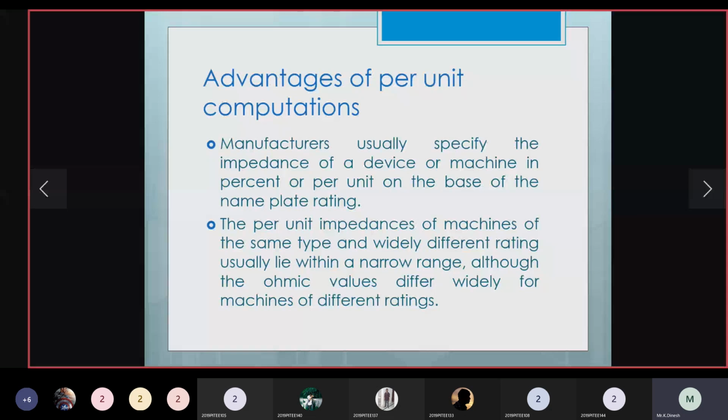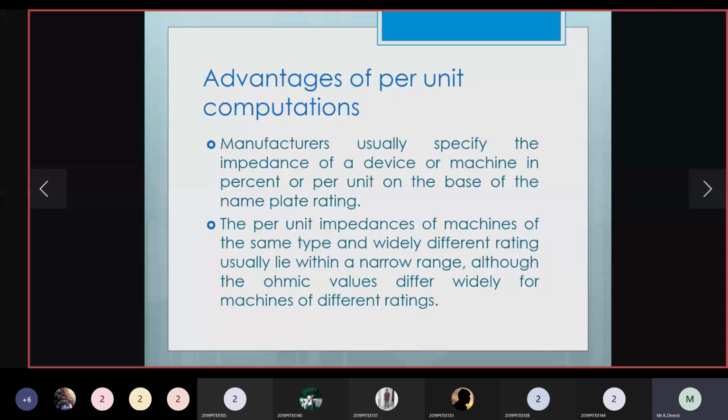In per unit computations, they are calculating as a percentage. This percentage is estimated as per unit, on the base of the nameplate rating. So we are calculating our per unit computations, and it depends upon the ohmic values. In all your devices, we are going to estimate the ohmic values in terms of impedance.